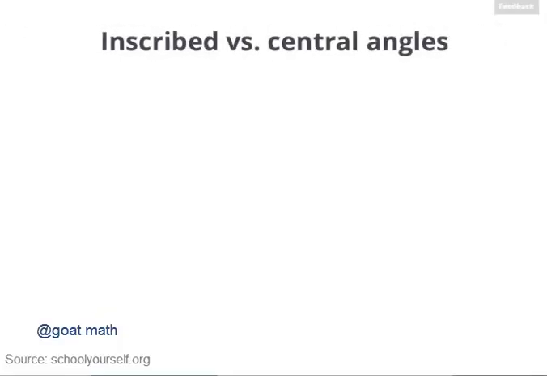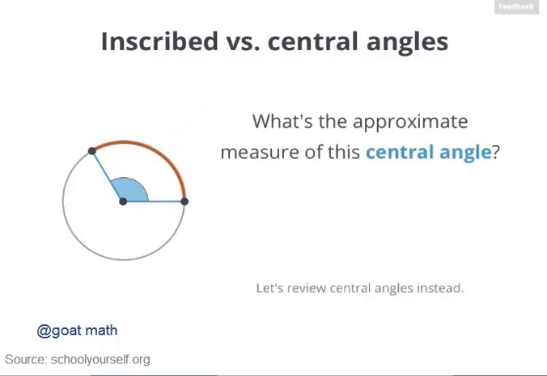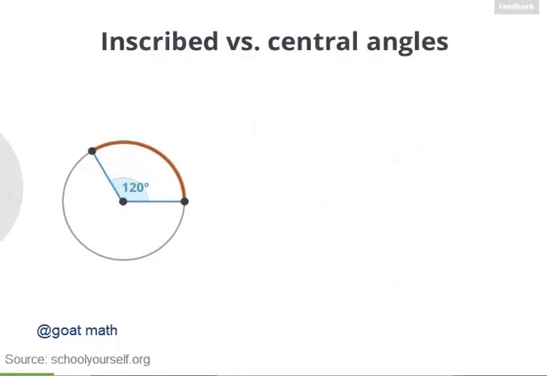Here we'll introduce what are called inscribed angles and explore how they're related to central angles. So first, take a look at this circle here. What's the approximate measure of this central angle? If you're not sure, you can click down here to review central angles. Great, so it turns out that this angle measures precisely 120 degrees.